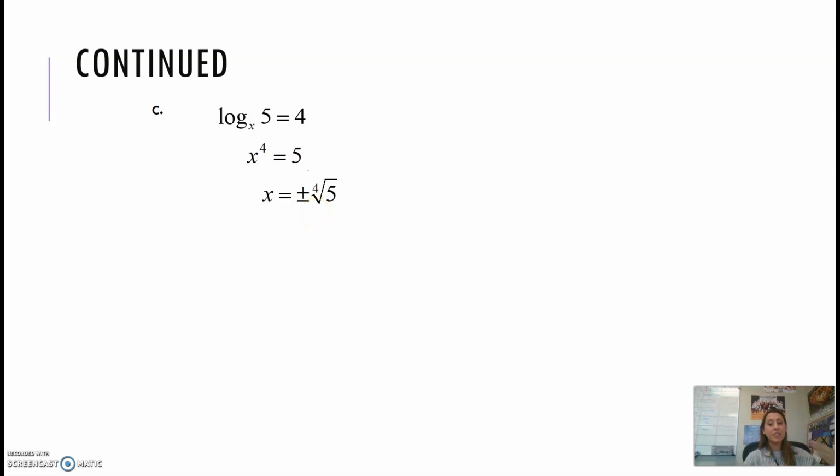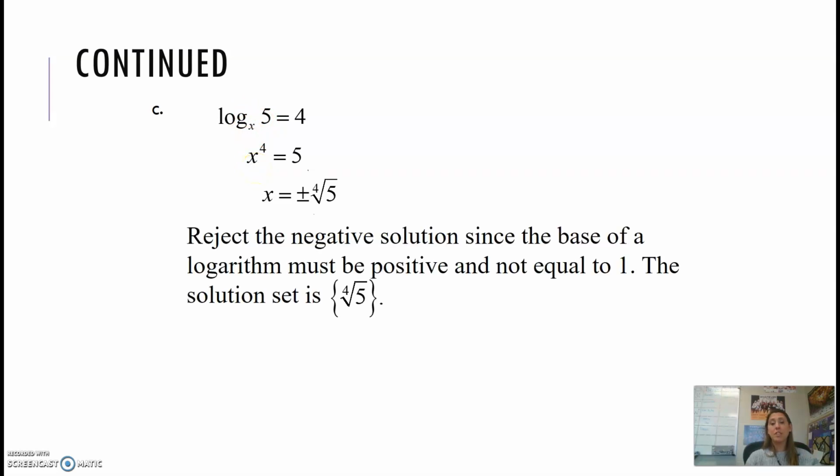But here's the extra layer for this unit. We're talking about logs, and this x and this 5 have to be positive, so then our only possible solution is going to be the 4th root of 5. So while algebraically it is going to be plus or minus the 4th root of 5, we need to know that those numbers have to be positive, that a log base has to be positive, so then that will be our only possible solution. Just something to add an extra layer when we're talking about logarithms.